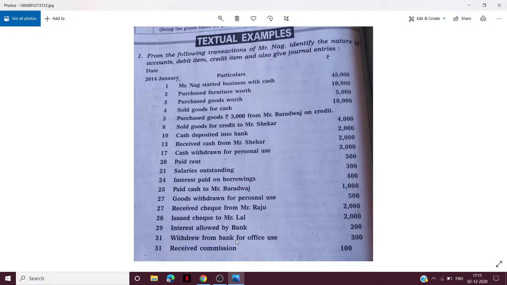It's going to be very informative, as in this video we are covering journal entries. Journal entries are very important as they are the basics of accountancy. If you are not good at journal entries, it's difficult to go further.